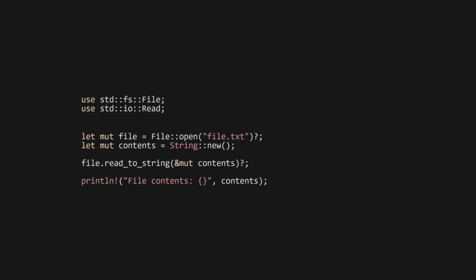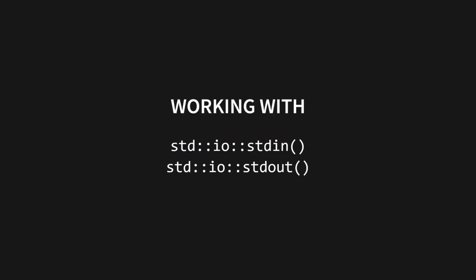In Rust, we can read input from standard in and print to standard out using the functions on the screen. These functions return a handle to the standard in and standard out streams, which we can use for reading and writing data. Let's look at some examples.